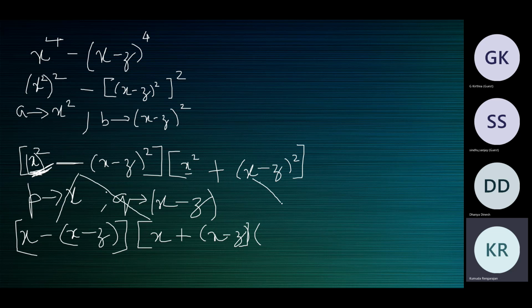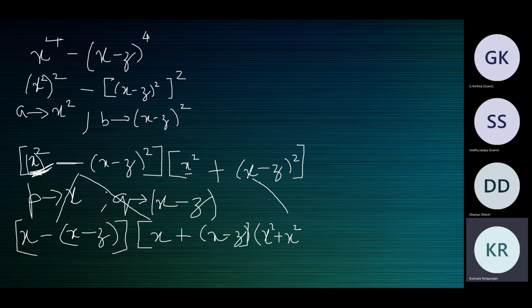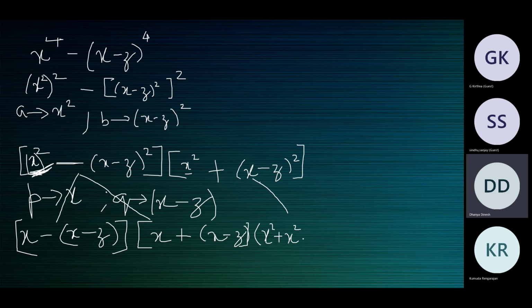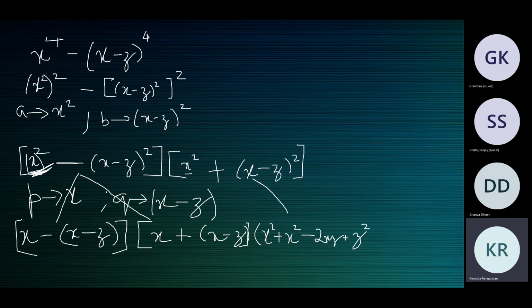What about this bracket? x square plus x square plus minus 2xz, ma'am. Minus 2xz plus z square, ma'am. Plus z square. Very good.